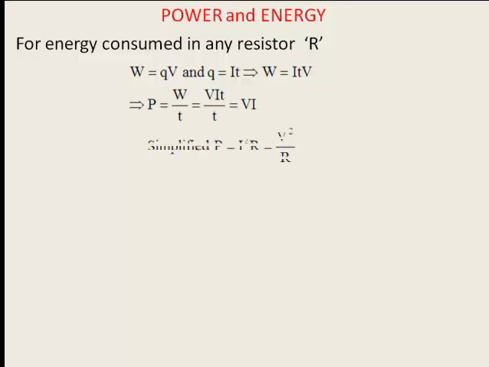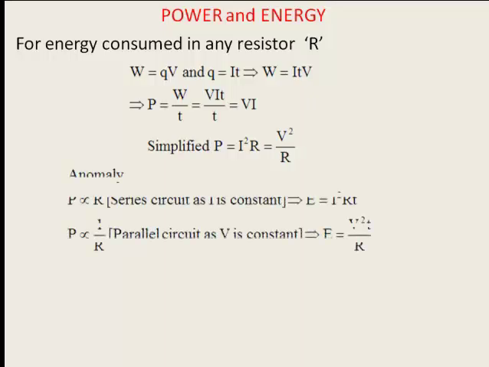Now for different types of circuits, we can write it as I square R or V square upon R. In one case we have converted V is equal to IR. In other case we have converted I is equal to V by R as per Ohm's law.